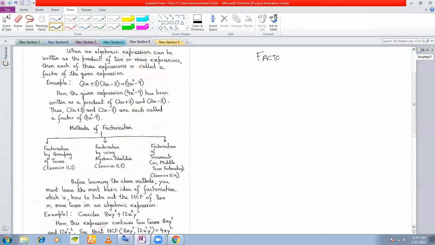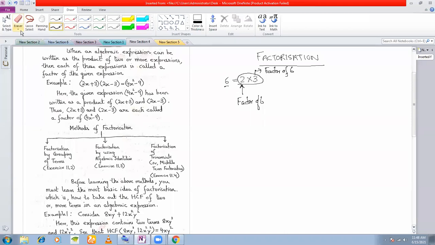Factorization. Suppose I have a number like say 6. I can write this 6 as 2 into 3, right? I can write this number as 2 into 3. Now this 2 is called a factor of 6, and this 3 is also called a factor of 6. Both of these are called factors of 6 because 6 has been expressed as a product of 2 and 3.